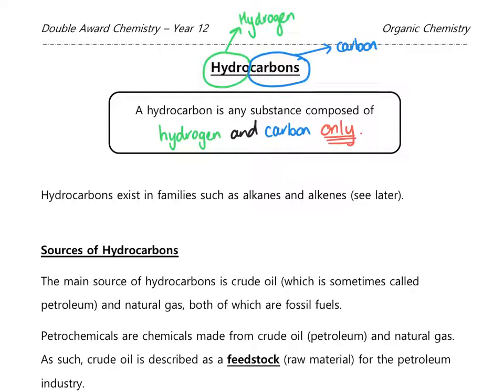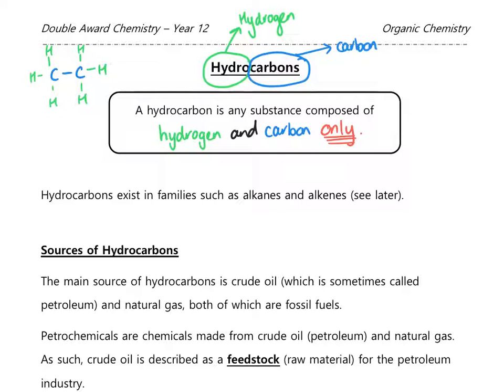So let me show you an example of this. So for example, we could have ethane. I've just showed you that molecule. So you've got 2 carbon atoms, and then you have got 6 hydrogen atoms in total, 3 on each carbon atom. So that's ethane. It is a hydrocarbon because it contains hydrogen and carbon only. There's no other atoms there.